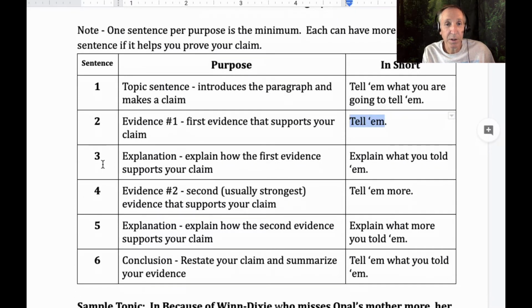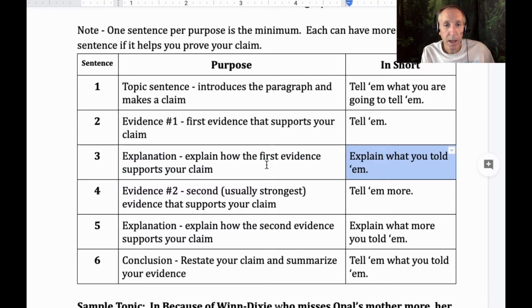And then the third sentence is the explanation sentence. This sentence explains how the evidence that you gave in the first example supports your claim. Explain how the first evidence supports your claim. And I'll show you an example in just a second. And then in short, that means explain what you told them.